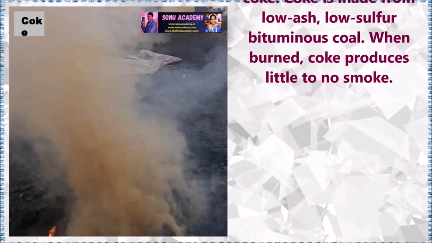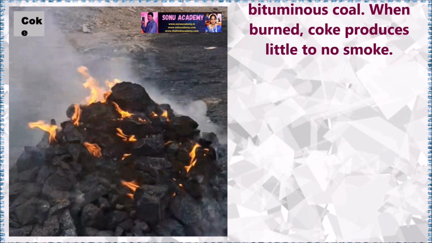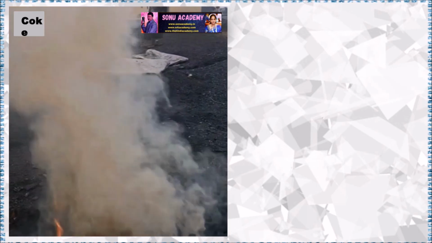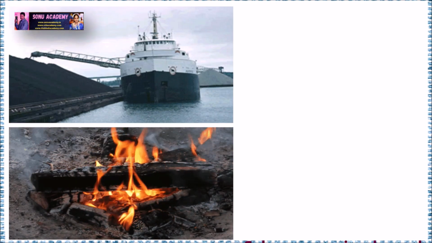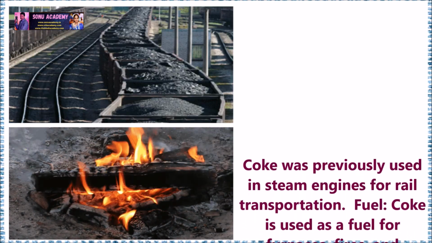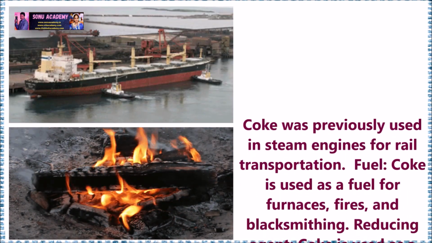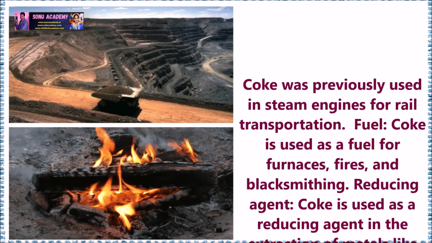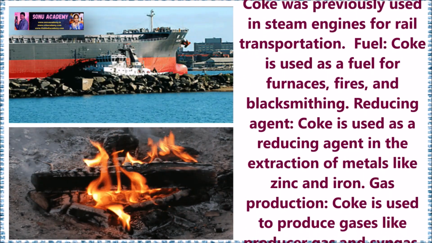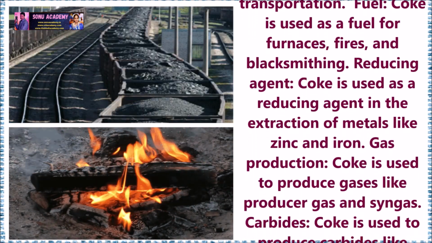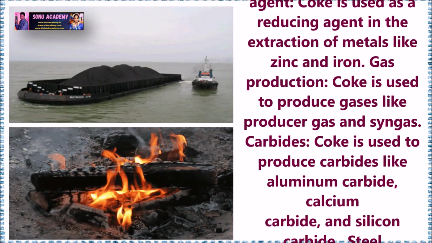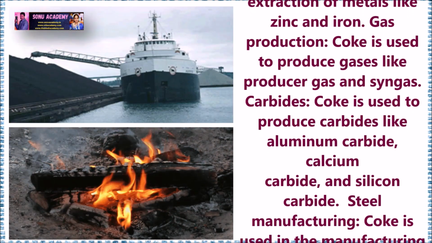Coke is made from low ash, low sulfur, bituminous coal. When we burn coke, it produces little or no smoke. Coke was previously used in steam engines for rail transportation. Fuel. Coke is used as a fuel for furnaces, fires and blacksmithing. Reducing agent. Coke is used as a reducing agent in the extraction of materials like zinc and iron. Gas production. Coke is used to produce gases like producer gas and water gas.